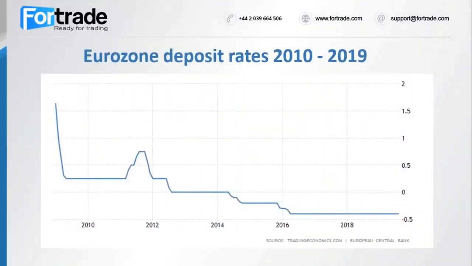You can see on the chart before you how deposit rates have varied over the past decade until reaching the record lows of below 0% we have today. The current deposit rate is minus 0.40.